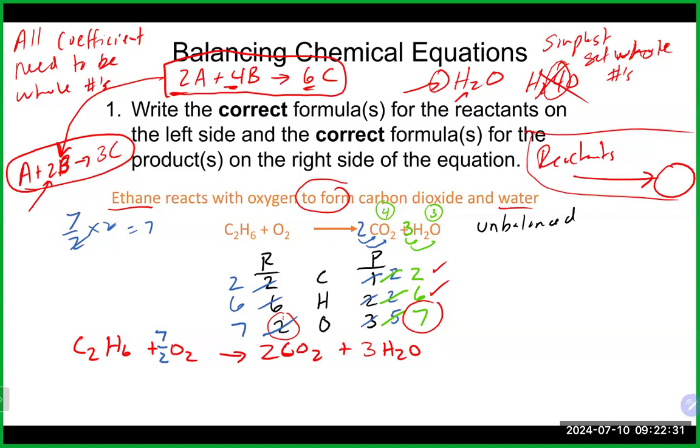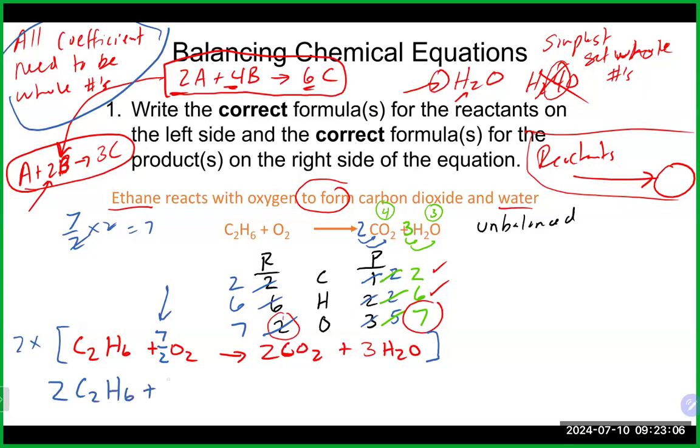Can I keep it like that, though? I cannot, because remember that all of the coefficients need to be whole numbers, and clearly that is a fraction. So this demonstrates a good point: sometimes you do need to use a fraction to balance the equation, but you cannot leave the fraction, so you have to clear it. To clear the fraction here, we would multiply everything in the equation by the denominator, which is 2.